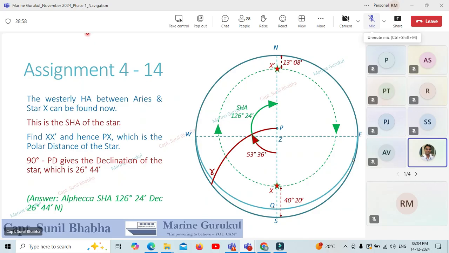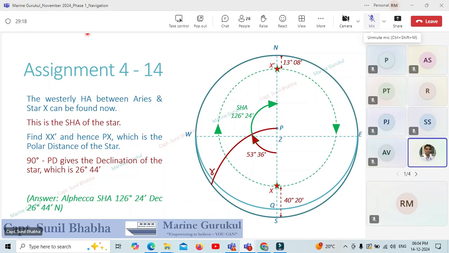Any doubts in this, beta? To get the x dash distance, we should subtract 180 minus 40 degree 20 minutes and 13 degree 08 minutes, correct, sir? That's right, beta. That'll give you the diameter. Divide that by 2. I'm getting 126 degree 32 minutes, sir.